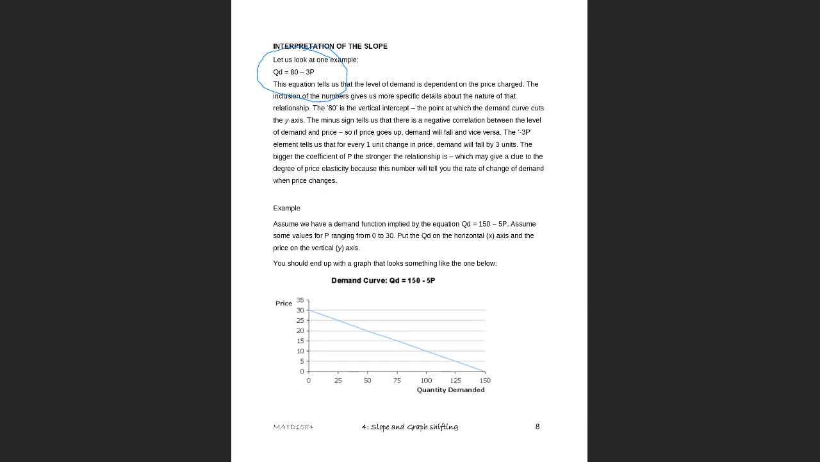If P increases by 1, Y will decrease by 3. So here you can say why. If the price increases by 1 unit, the quantity demanded will decrease by what? 3 units. Yes. Okay, good. Please, any questions with what he said?